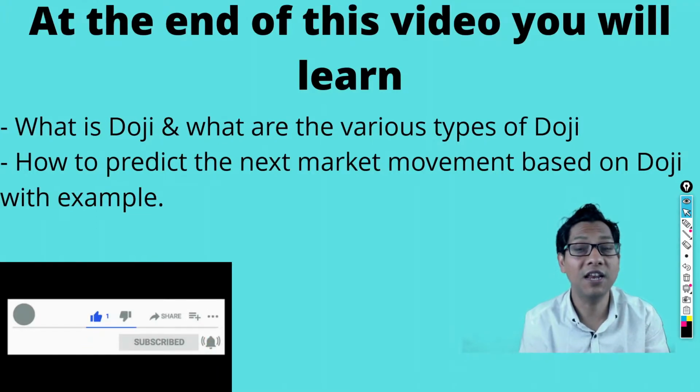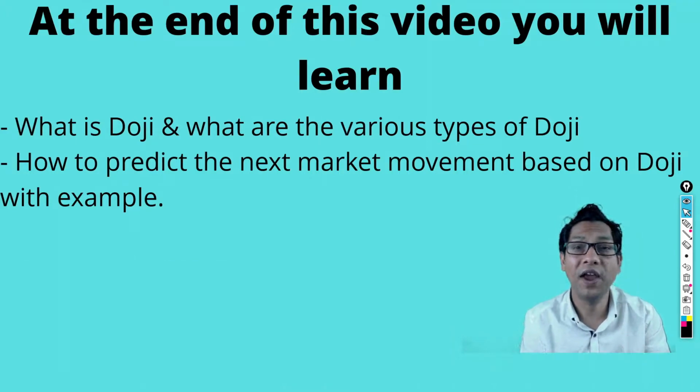So I'll give you a clear idea of how to find signals based on various types of Doji formed in a different area of the price action.